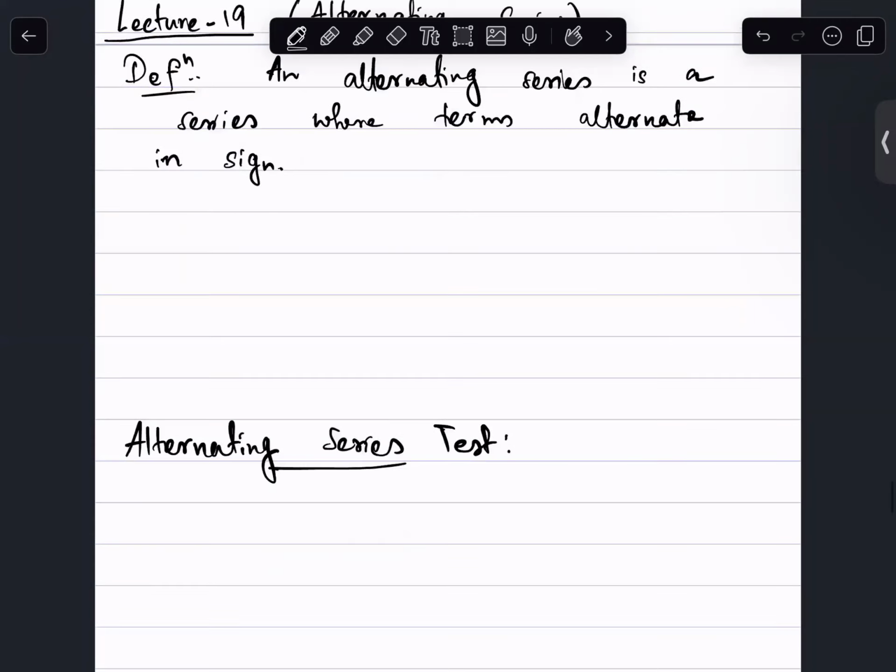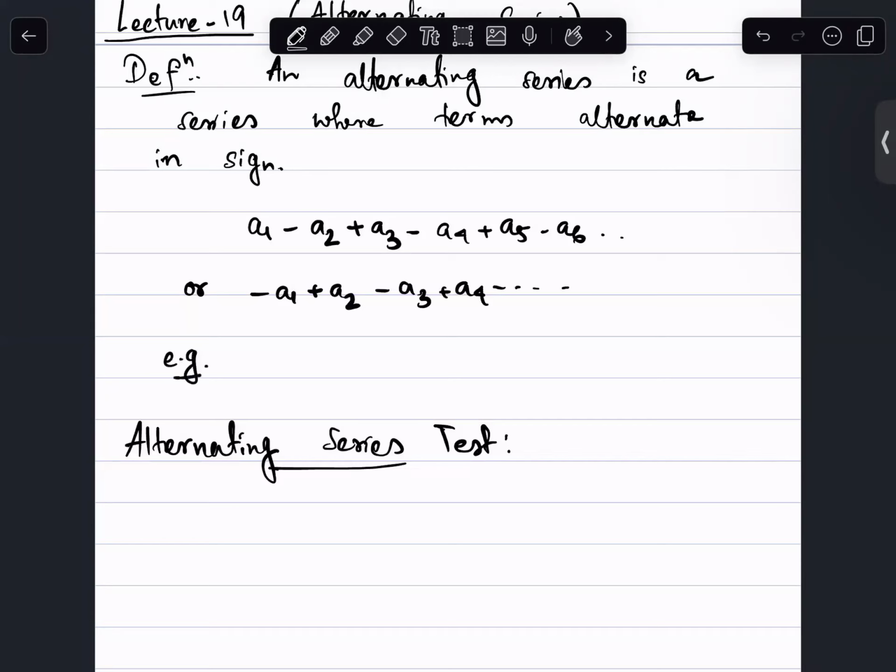Okay, for example, like a1 minus a2 plus a3 minus a4 plus a5 minus a6 and so on, or minus a1 plus a2 minus a3 plus a4 minus and so on. For example, one pretty famous example is minus 1 to the n minus 1 over n, which is 1 minus half plus 1 over 3 minus 1 over 4 plus 1 over 5 and so on.